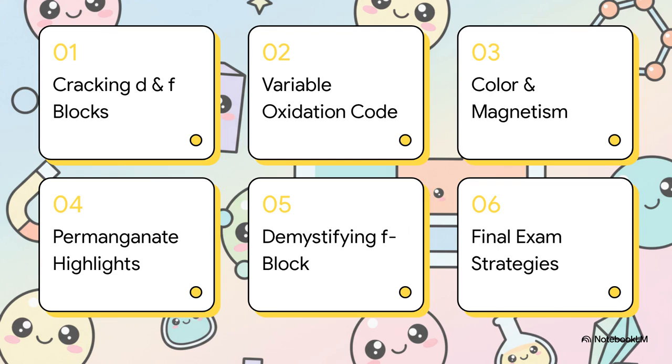We're using a highly targeted concept-to-combat approach today. We'll decode 6 high-yield themes: cracking the D and F blocks, the variable oxidation code, color and magnetic properties, key compounds and permanganate highlights, demystifying the F block elements, and finally, locking in our final exam strategies.